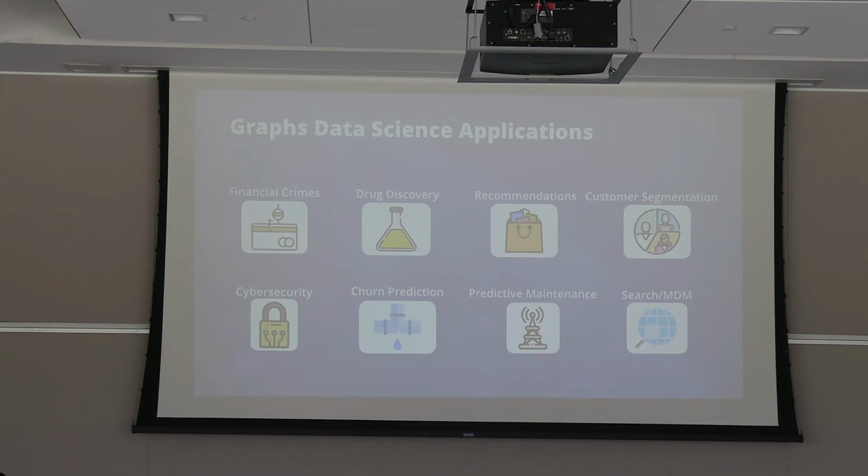Predictive maintenance: understanding when something needs fixing and trying to fix it before it gets to that point, before it breaks and causes problems. And then finally, where a lot of this started to begin with, is search and master data management. How can I get better results for things users are looking for? How can I give them more valuable information?